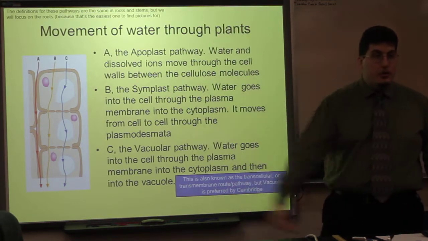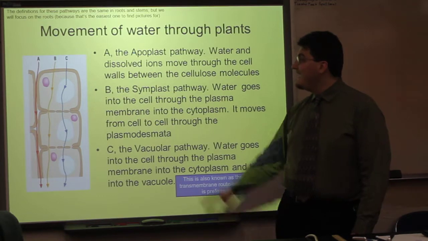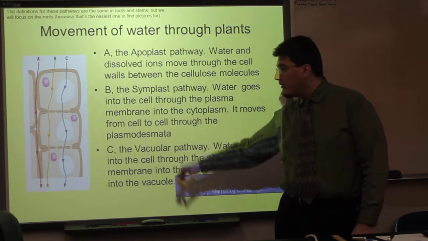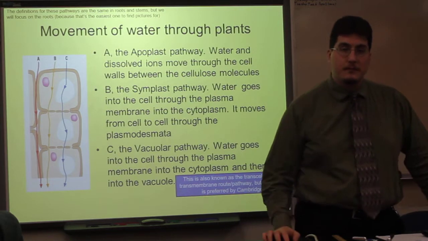So the symplast pathway is moving through the cell, moving through the cytoplasm. The vacuolar pathway is a subtype, if you will, perhaps, of the symplast pathway, where you're also going through the vacuole.